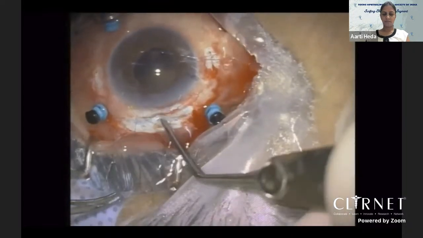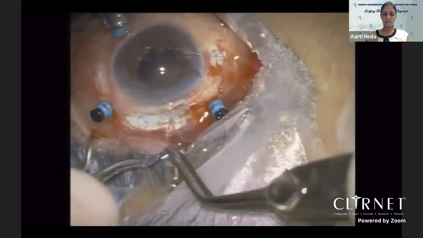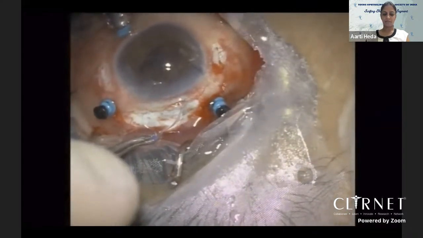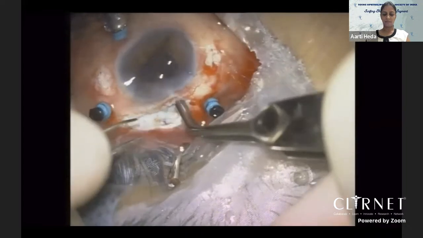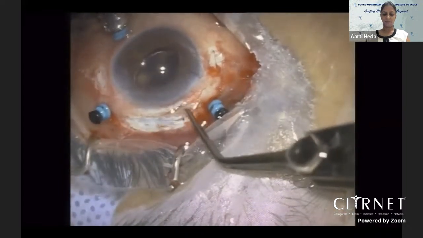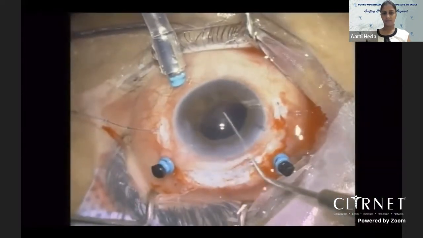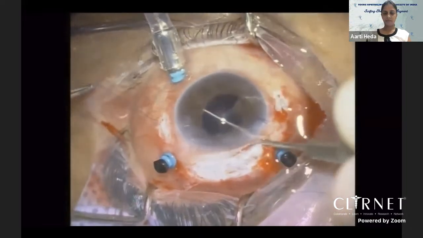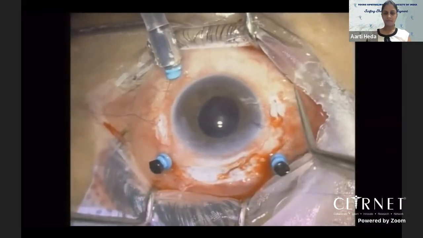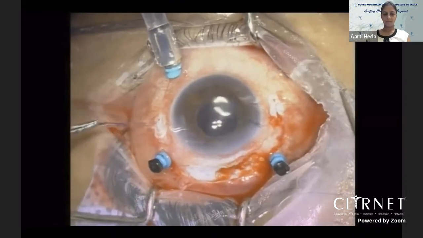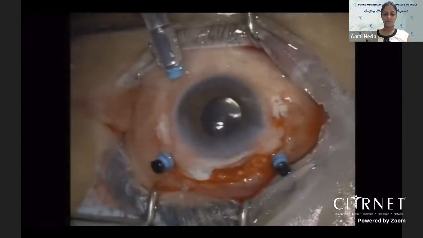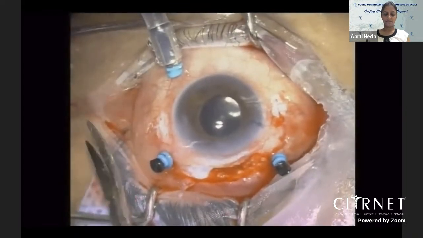While inserting the IOL, you have to be really careful that you don't entangle the sutures with the haptics. So keep withdrawing the sutures through your scleral pockets while you are pushing the IOL inside. The IOL now looks pretty well centered, and we can go ahead and tie the knots at the scleral pockets.